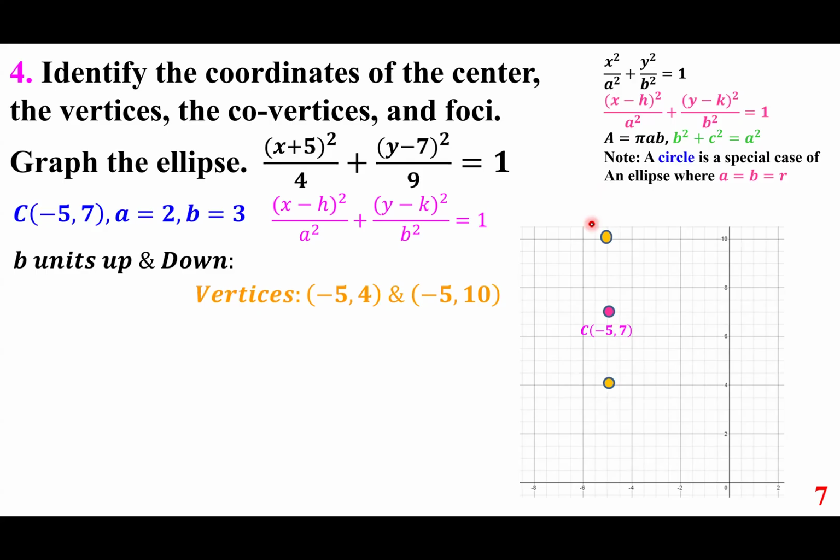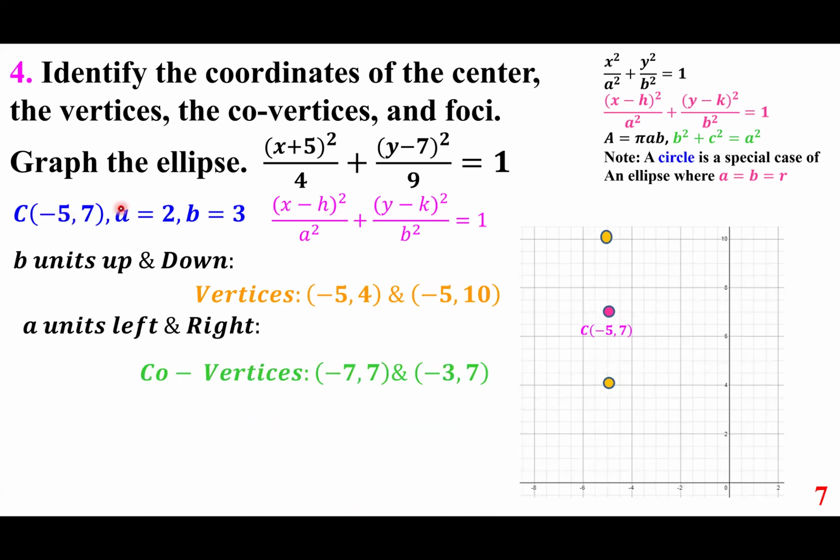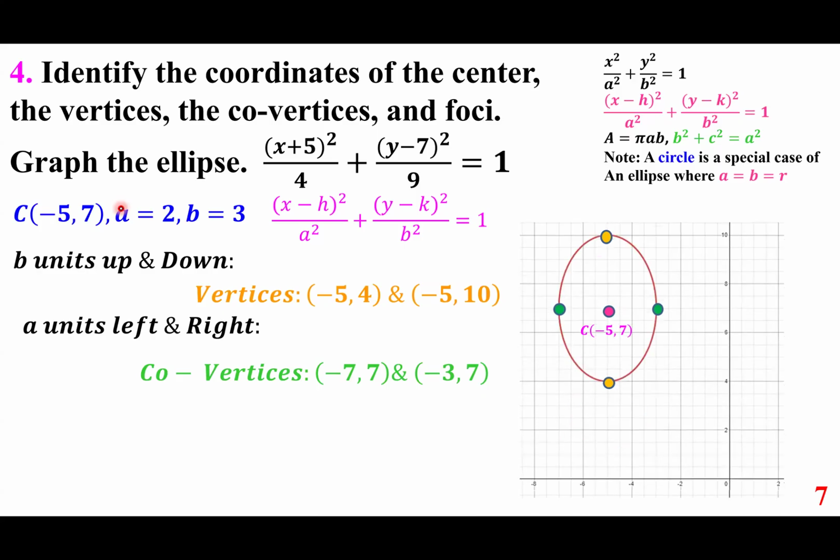What about co-vertices? Go back to the center and go A units to the right and left. So going back to the center, A is 2. If I want to go to the left, it's -7, 7. If I want to go to the right, -5 plus 2 is -3, so -3, 7. And those are the two pairs. Now putting them together, you have the graph.